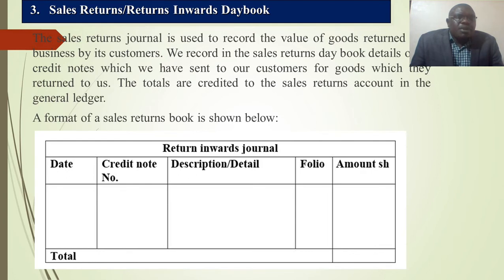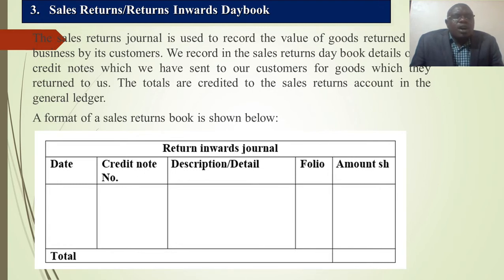So let me start by explaining that when goods have been sold on credit, sometimes the client finds out that the goods which he has received from the business are either faulty or they don't meet his specification. So what he does in such circumstances, he may be forced to return some of those goods back to the business. So if he returns goods to the business, as a business, you don't expect the client to pay for goods which he has already returned to your business.